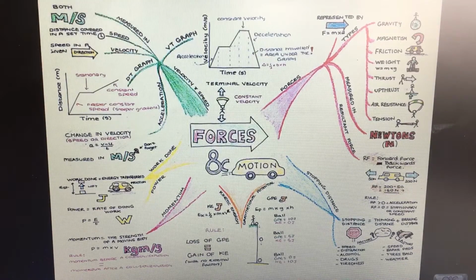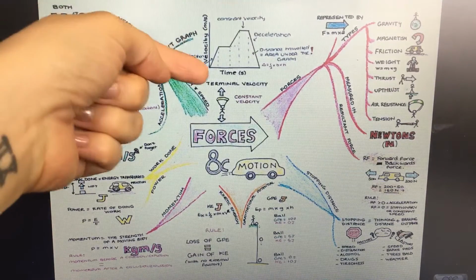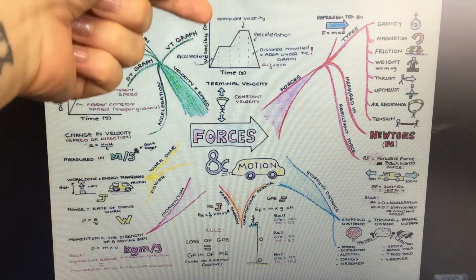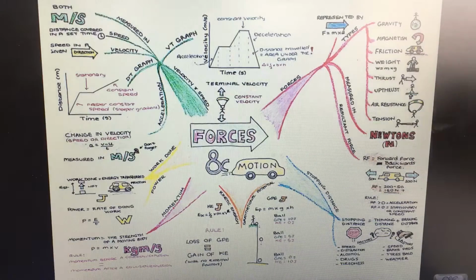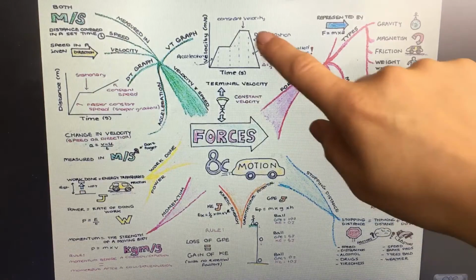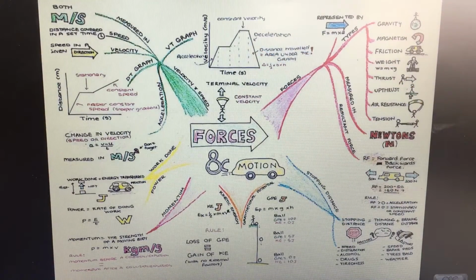A downward slope on one of these graphs would equal deceleration. You can have it as a negative value because your final velocity would be 0, minus your initial velocity, divided by the time taken. Now on here, it might ask you to work out the distance travelled by the object. This is equal to the area under the graph. A lot of people forget this.